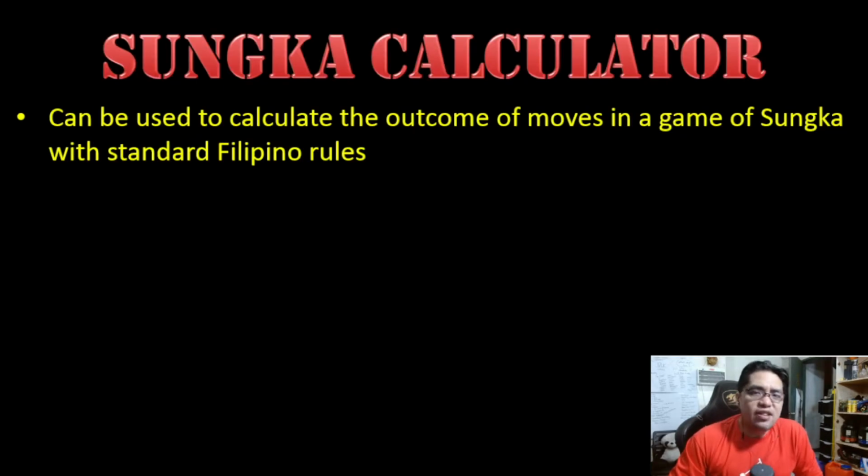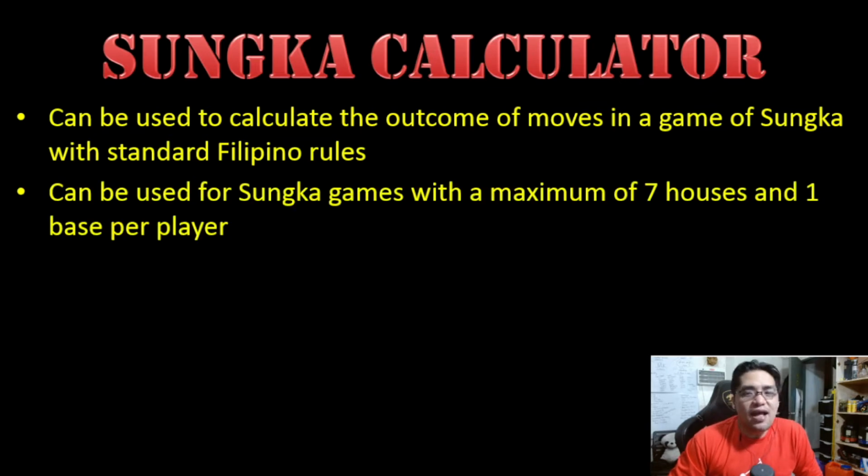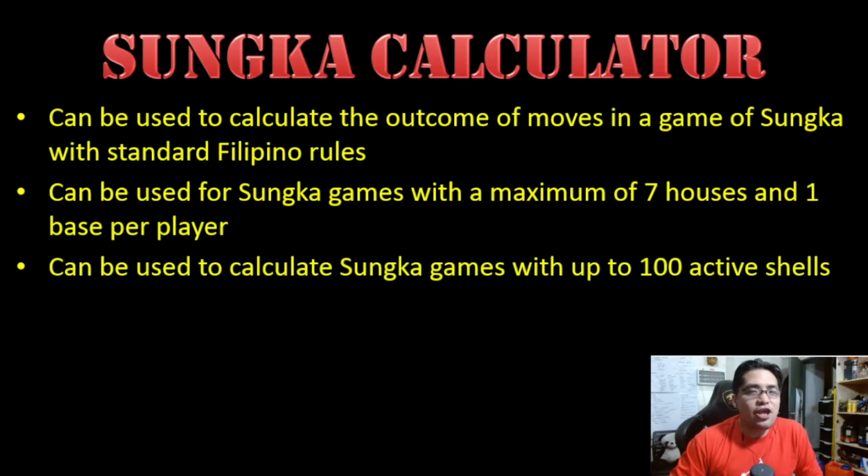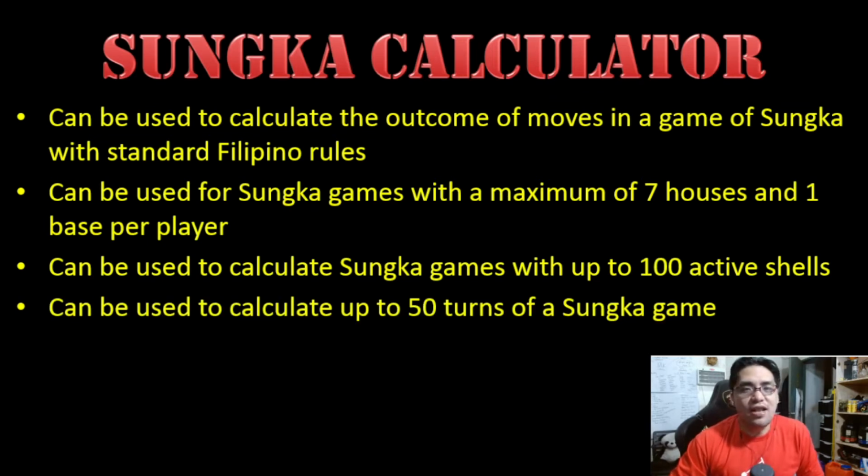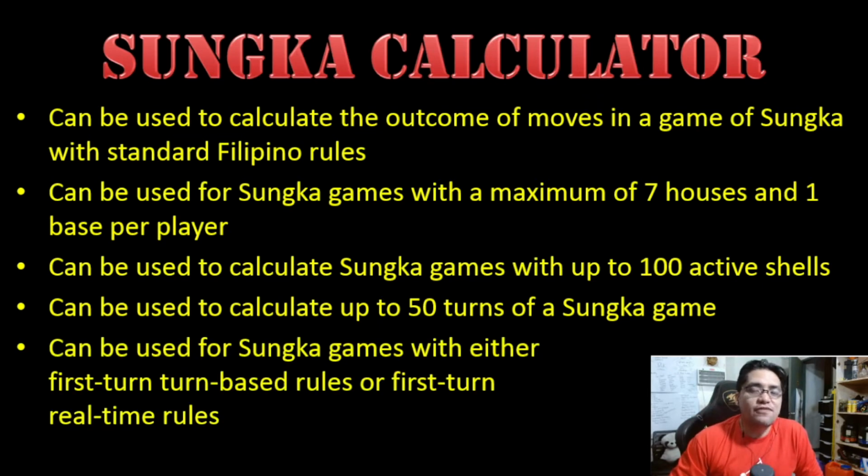So what are the features of the Sungka Calculator? The Sungka Calculator can be used to calculate the outcome of moves in a game of Sungka with standard Filipino rules. It can be used for Sungka games with a maximum of 7 houses and 1 base per player, with up to 100 active shells, and to calculate up to 50 turns of a Sungka game. It can be used for games with either first turn turn-based rules or first turn real-time rules.